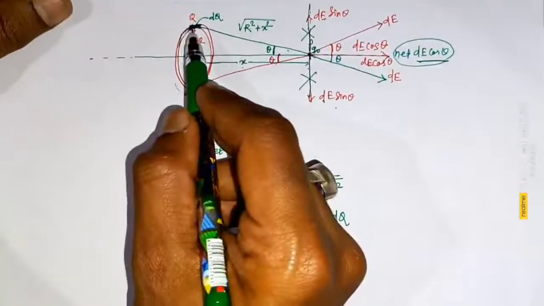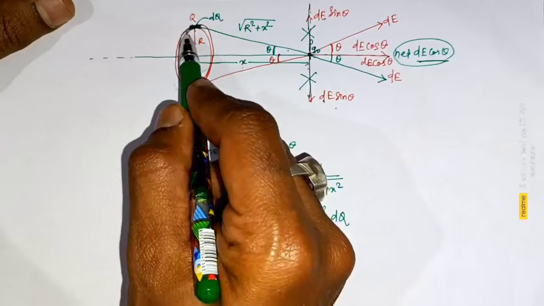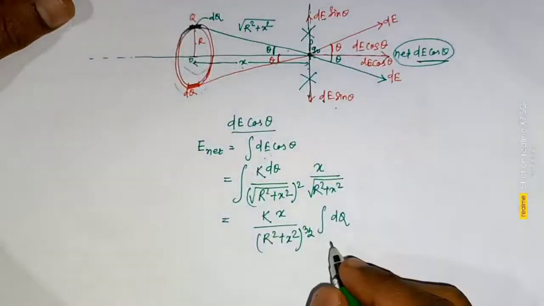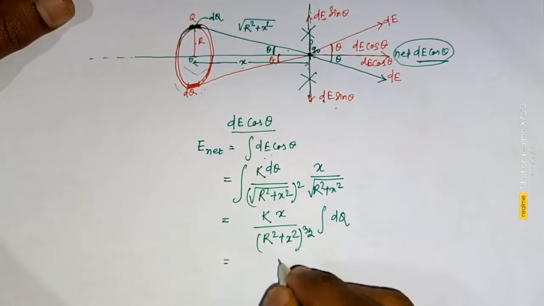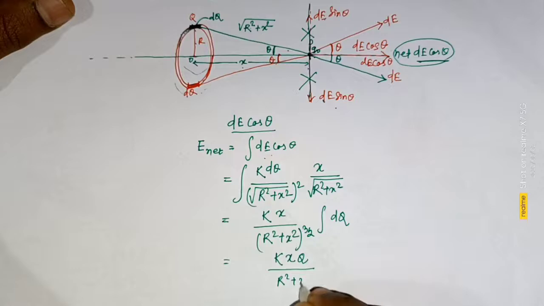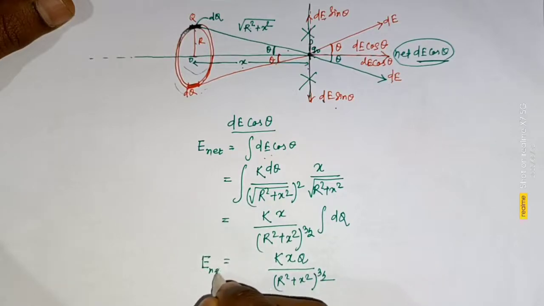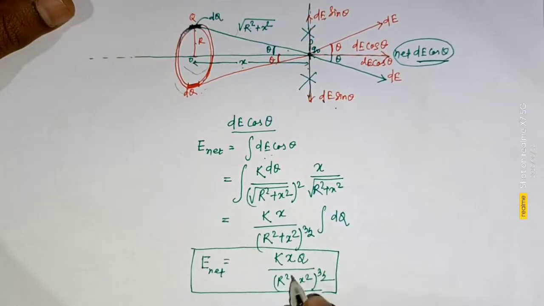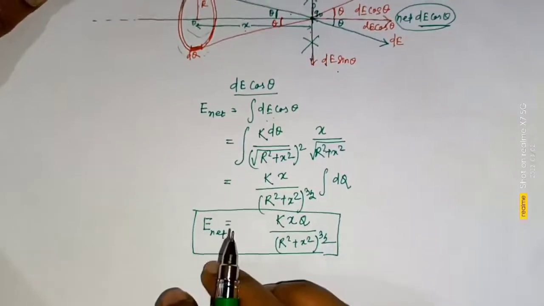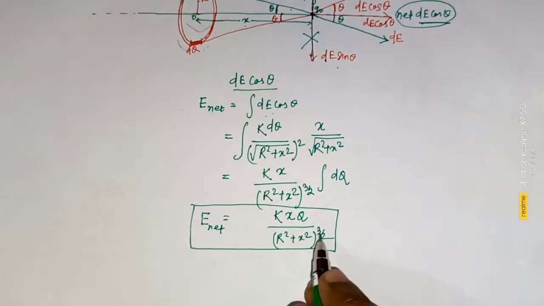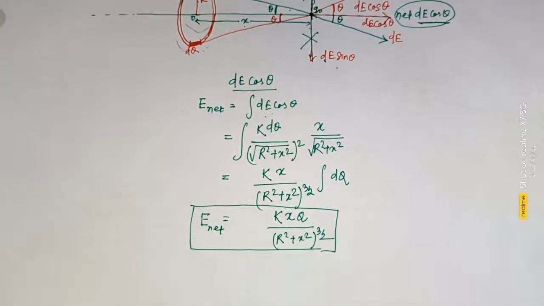If all the dq integrations are nothing but summations, if I add all these small dq, all these sections, I'll get the total charge as q. So I can write kq upon (r square plus x square) whole to the power 3 by 2. This is the expression of electric field on the axis of a ring at a distance x. This is a very important result. Please keep in mind: kqx upon (x square plus r square) whole to the power 3 by 2.